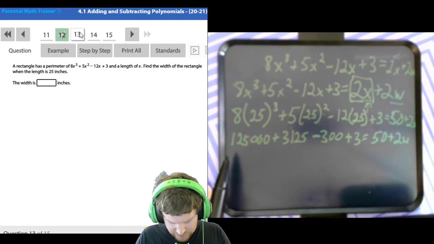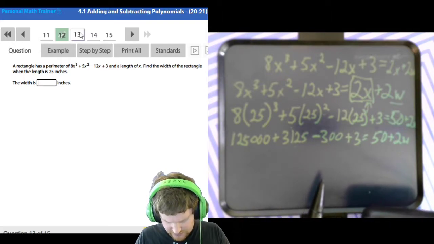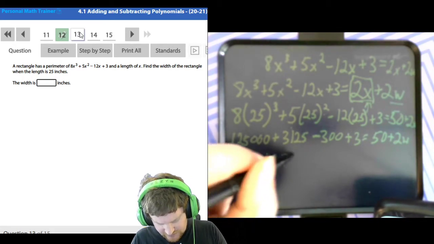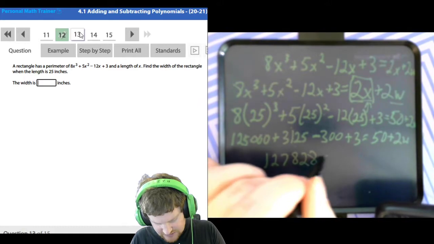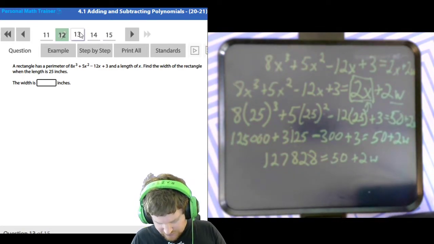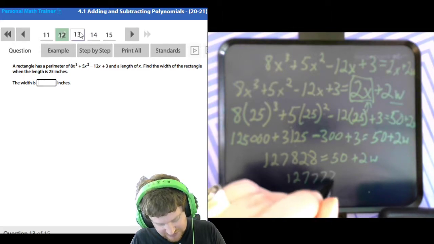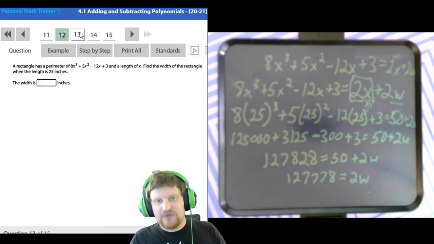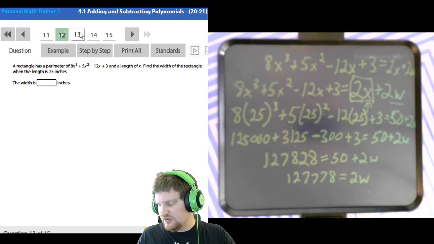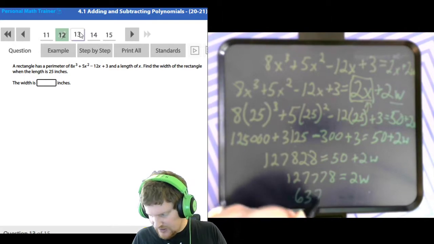So 125,000 plus 3125 minus 300 plus 3 equals 127,828 equals 50 plus 2w. Subtract 50 from both sides, and I get 127,778 equals 2w. And then, now we're down to just 2 times w. We know that the opposite of multiplication is division, so dividing both of those by 2 is 63,889.